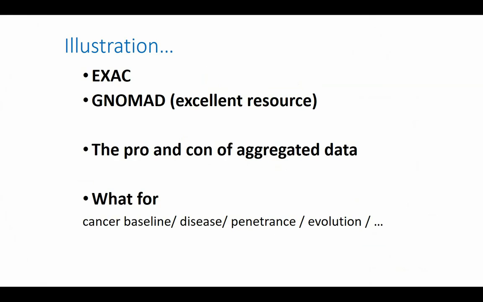So gnomAD is the replacement of the ExAC database, and of course you can learn a lot about disease, penetrance, evolution, diversity, and so on, despite the fact that it's all aggregated. You cannot go back to the individual, okay? This is the payoff of having only the summary, so you cannot really say that this person has both this and this and that, okay? So you just have summary statistics. And I think I'll stop here.